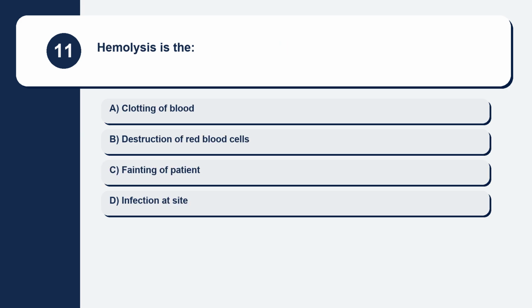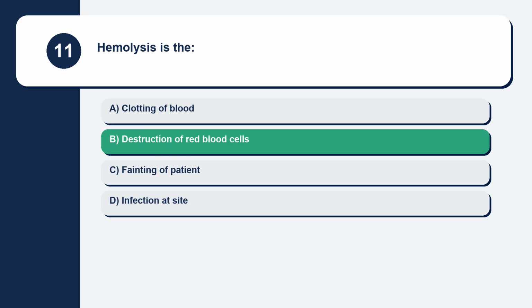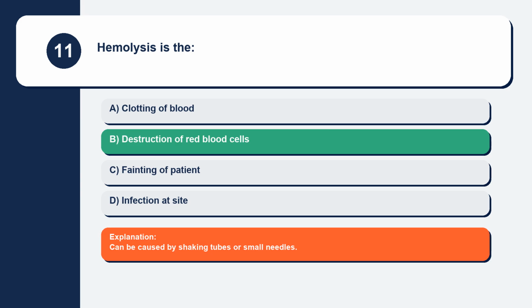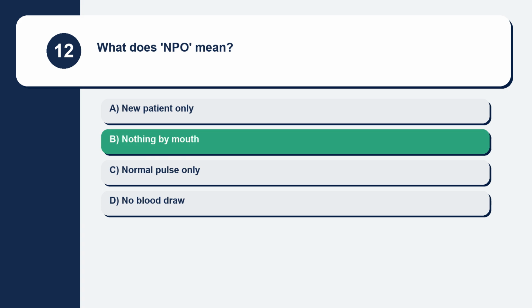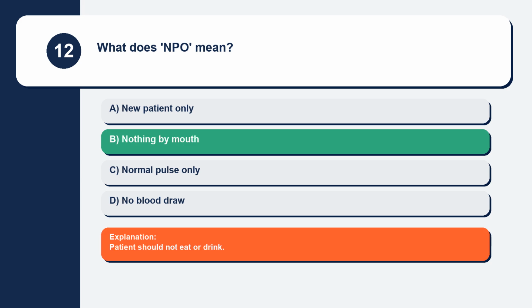Question 11. Hemolysis is the clotting of blood, destruction of red blood cells, fainting of the patient, infection at site. Can be caused by shaking tubes or small needles. Question 12. What does NPO mean? New patient only, nothing by mouth, normal pulse only, no blood draw. Patient should not eat or drink.